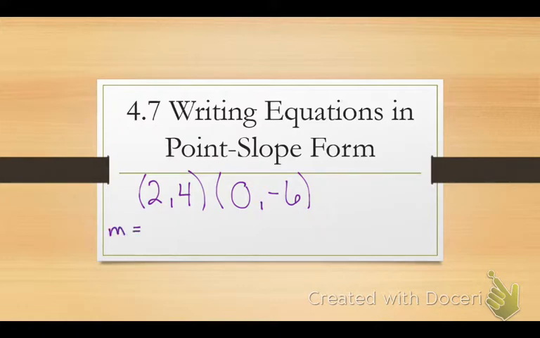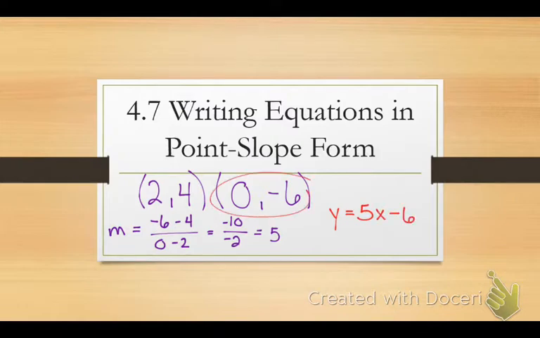-6, so m equals -6 minus 4 over 0 minus 2. So this is -10 over -2, which is 5. Okay? So now I have all the information I need. What is the equation in slope-intercept form, Micah? Okay, y equals 5x minus 6. Because I had an ordered pair that had 0, I know that the y value is my y-intercept. And now I can write my equation. So that's what I learned yesterday.